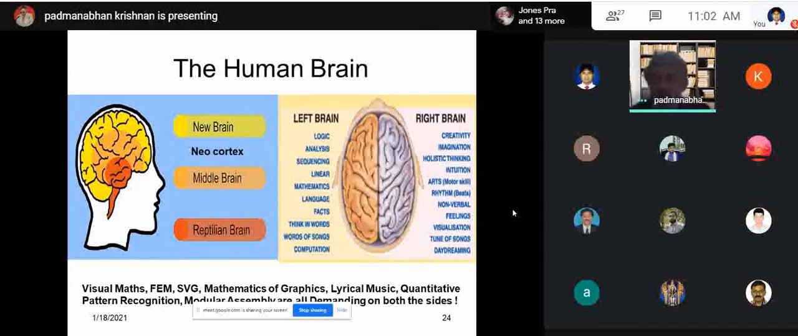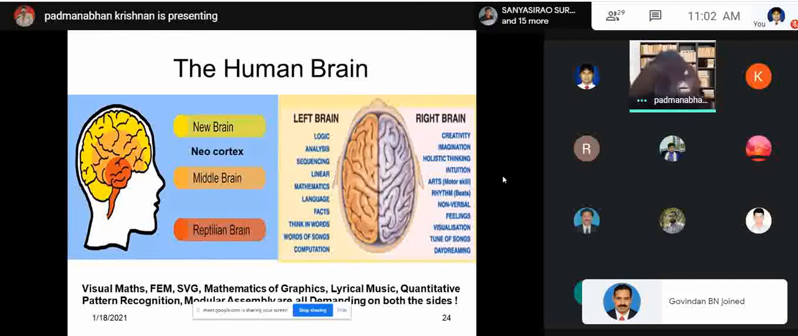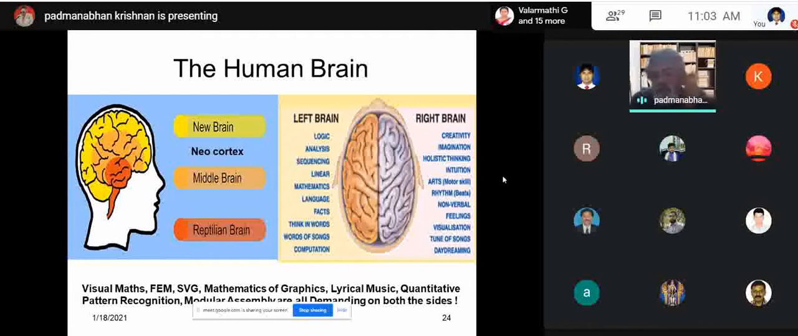Before understanding maths, you must know one thing. The brain has a reptilian area where you don't do much of maths. Then the middle brain, where you are capable of very elementary maths, like you can identify the moon and the sun if they are dual. And then the new brain, the neocortex. Now the neocortex is capable of FEM, finite element. In the left brain you have logic, analysis, sequencing, linear analysis, mathematics, language, facts, and then you think in words, or say words or songs.